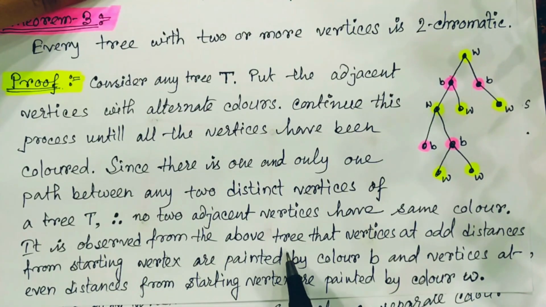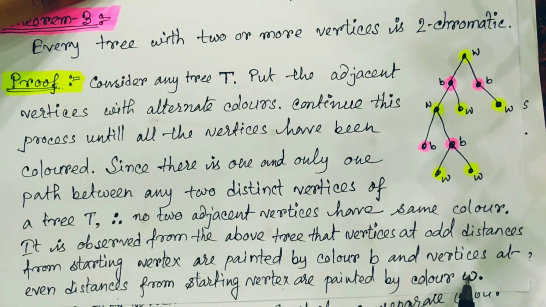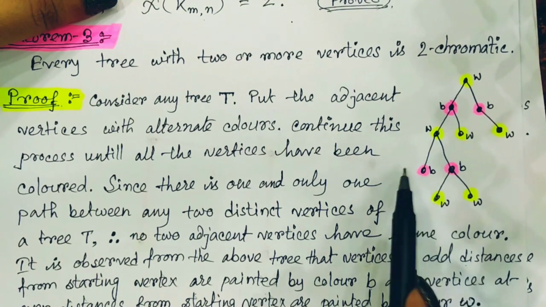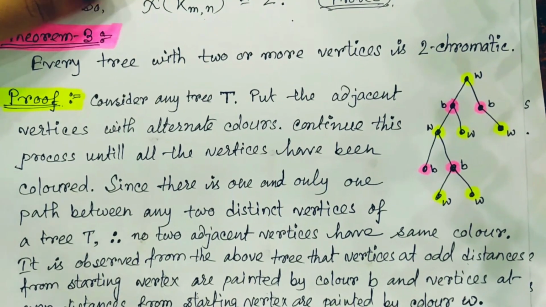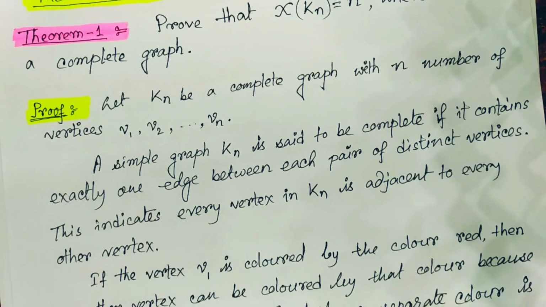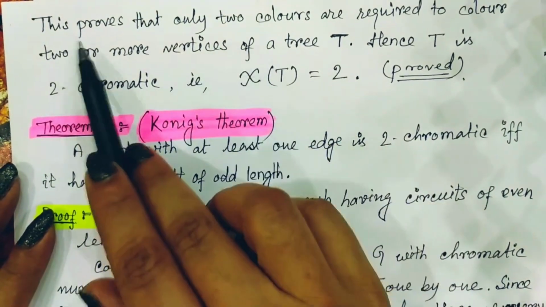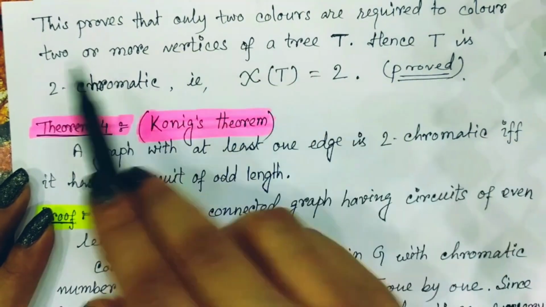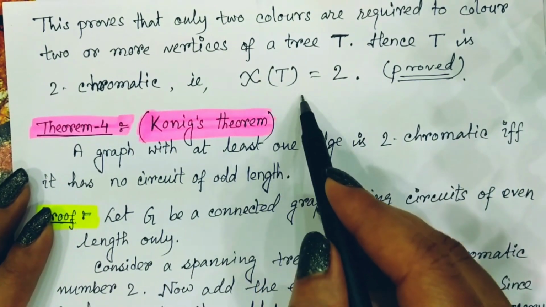So it is observed from the above tree that vertices at odd distances from the starting vertex are painted by a different color, suppose it is yellow, and the vertices at even distances from the starting vertex are painted by another color, suppose it is red. So all the odd level vertices are yellow and all the even level vertices are red. So this proves the theorem, that only two colors are required to color two or more vertices of a tree T. Hence T is 2 chromatic. That is, the chromatic number of T is always 2.